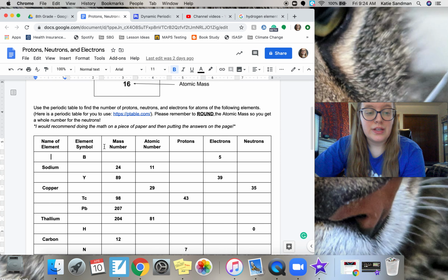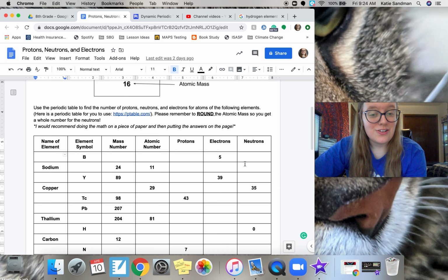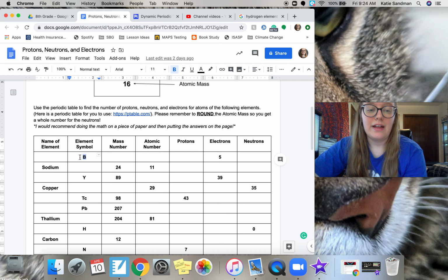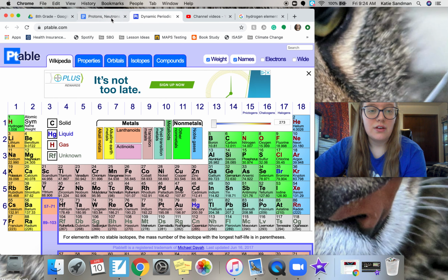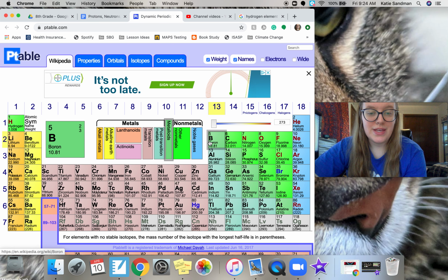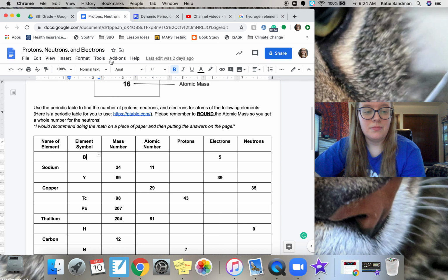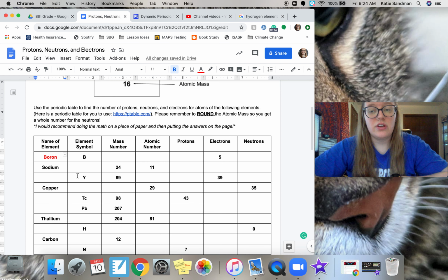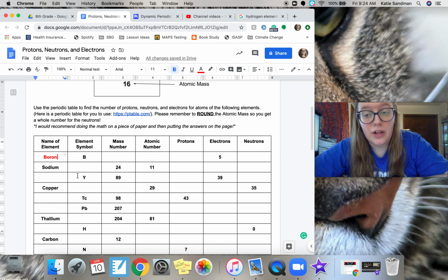All right, so I am going to do this first line to just give you an idea of what is expected from this worksheet. So I don't have the name of the element, but I do have the element symbol. So I need to look on my periodic table for B. So B is right here. B is boron. So I'm going to go back and put boron. And just know you don't need to fill it in a different color. I'm just doing that for example purposes. So I know it's boron, it's B.